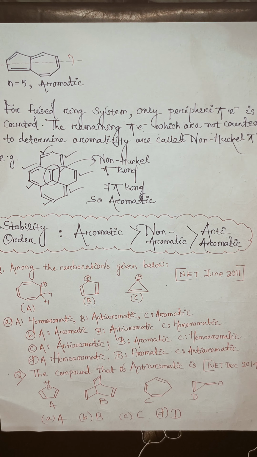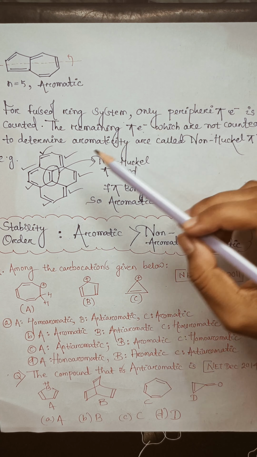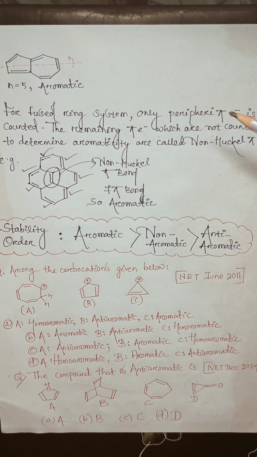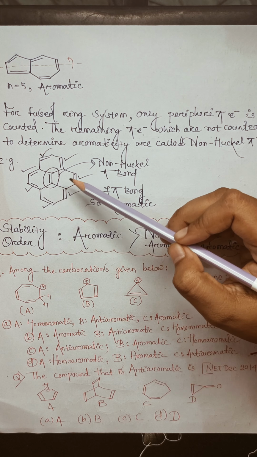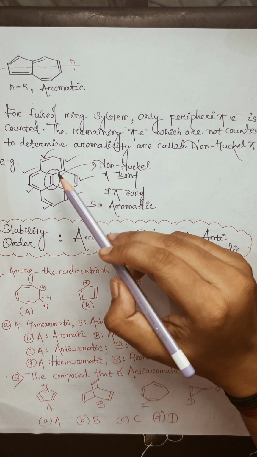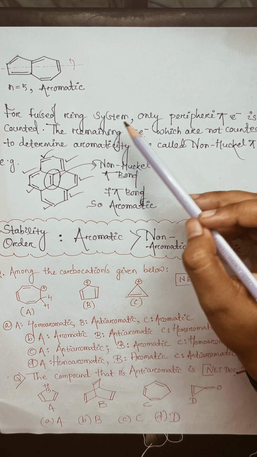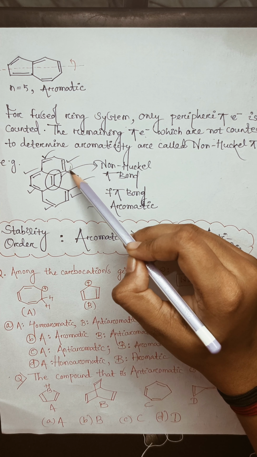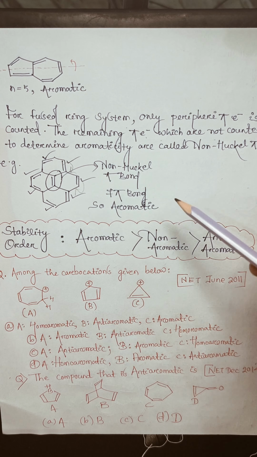Now for fused rings. For fused rings, there is a rule that for aromaticity we will count only the pi electrons or pi bonds present in the periphery. The pi bonds present inside the ring or inside the system are called non-Huckel pi bonds. They are not involved in counting aromaticity. So here 1, 2, 3, 4, 5, 6, 7 pi bonds are present. The system is cyclic, sp2 hybridized, planar. Also there is complete delocalization of pi electrons. So the system is overall aromatic.